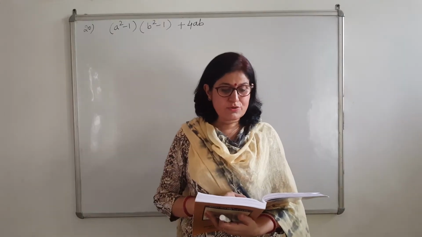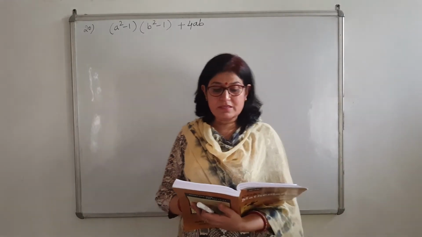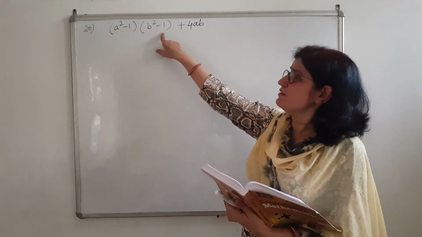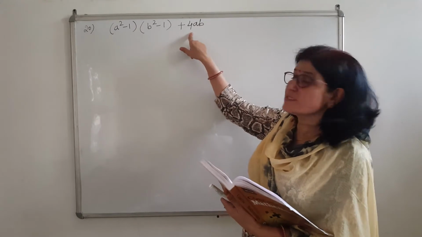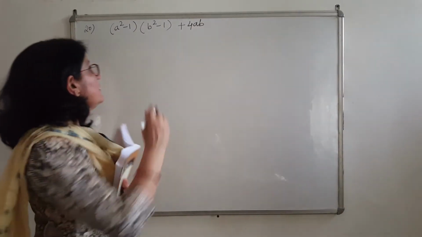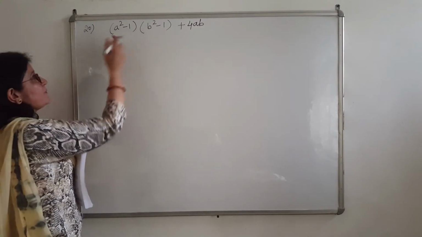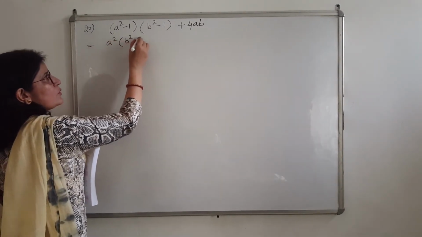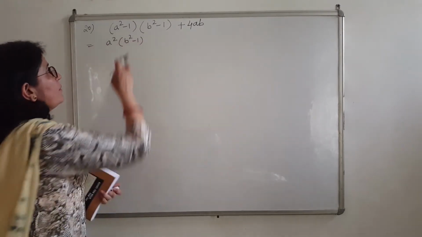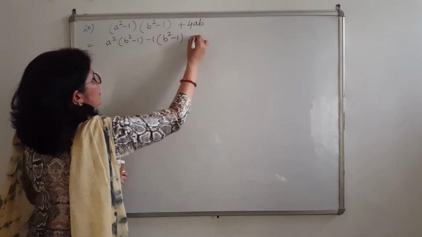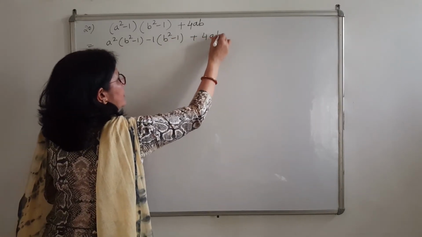Now our next question, question number 20. In this question, what is given? A square minus 1 multiplied with b square minus 1 plus 4ab. So can you take any common? No, we can't take. So what we will do? We multiply these. We will take a square and multiply with b square minus 1. Next we will take minus 1 and multiply with b square minus 1 plus 4ab.